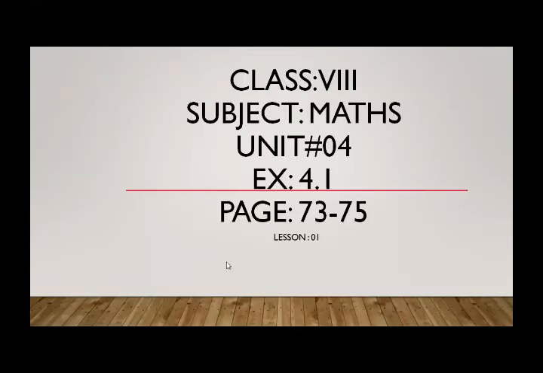Now we will discuss unit number 4, that is algebraic expression. There are 10 exercises in this chapter, and today we will discuss the first exercise, that is 4.1, and the exercise is given on page number 73 to 75 of the book.